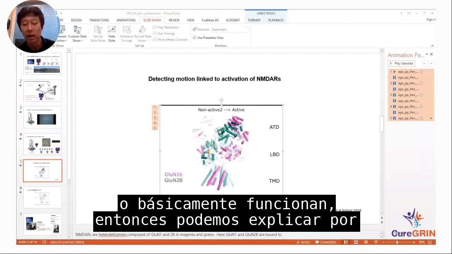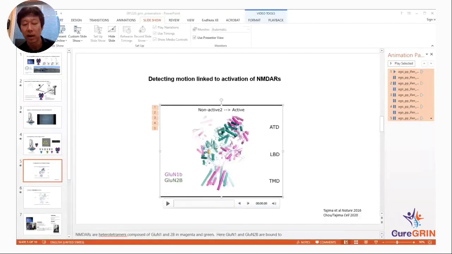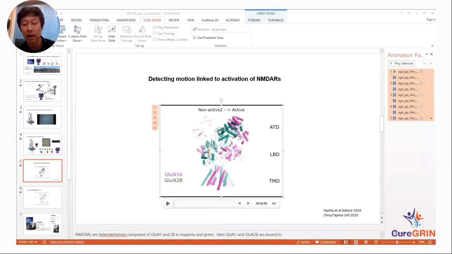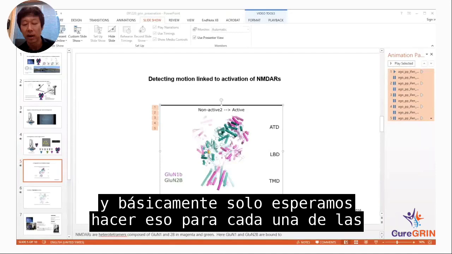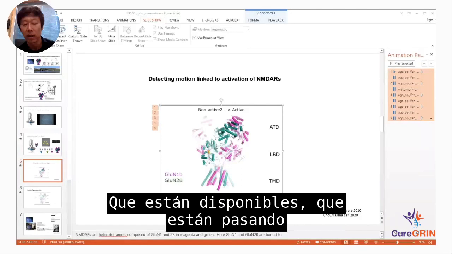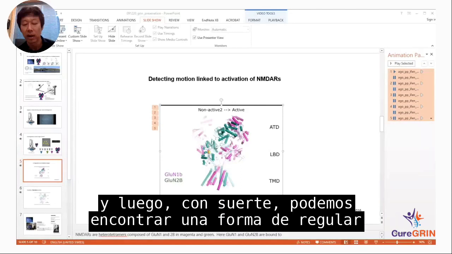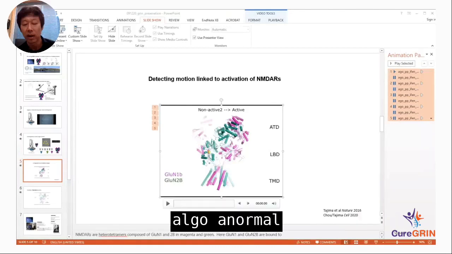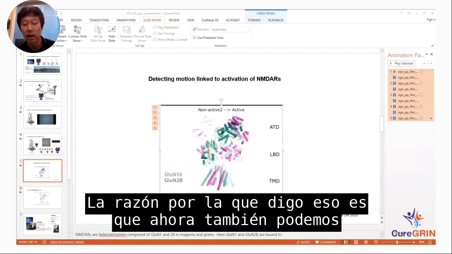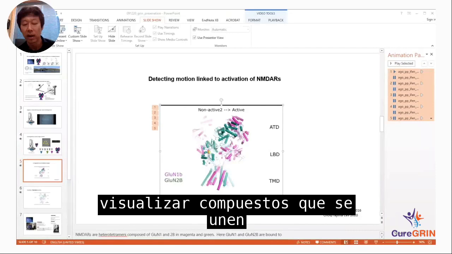So we can explain why this particular mutation is positively, we call it potentiation, upregulating NMDA receptor activity. And we're basically just hoping to do that for every single mutation that is available. And then hopefully we can come up with a way to regulate the abnormal way of moving NMDA receptors.